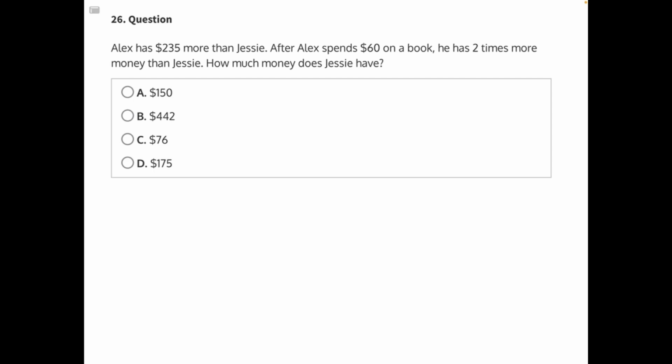Alex has $235 more than Jesse. After Alex spends $60 on a book, he has 2 times more money than Jesse. How much money does Jesse have? To solve this question, we're going to need to make 2 different equations.